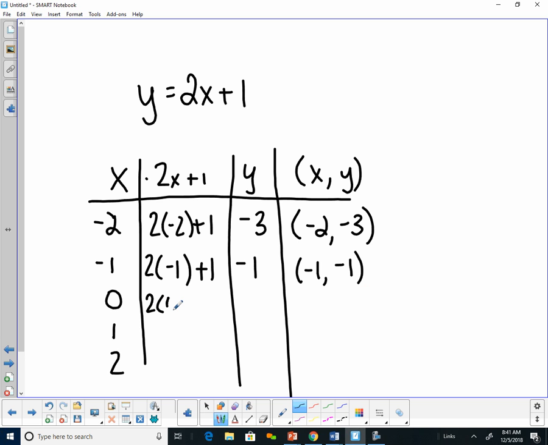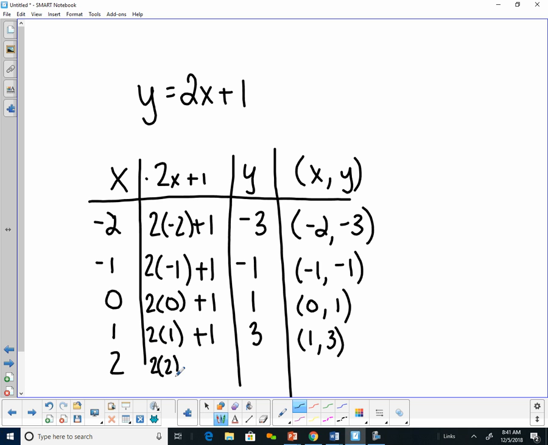Now I have 2 times 0. That's 0 plus 1. So my ordered pair is 0, 1. Then I'm going to plug in the 1. When I solve it, I get 3. So I have 1, 3. Now I plug in 2. I would get 5.